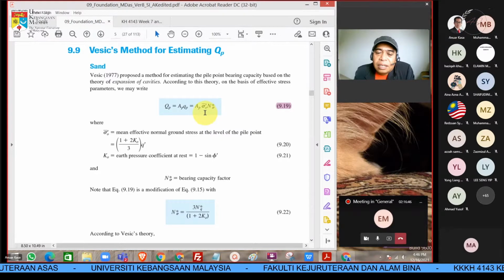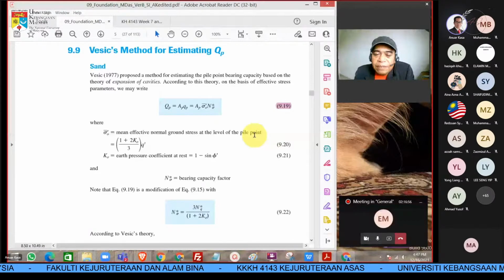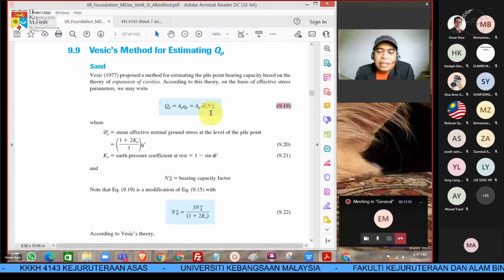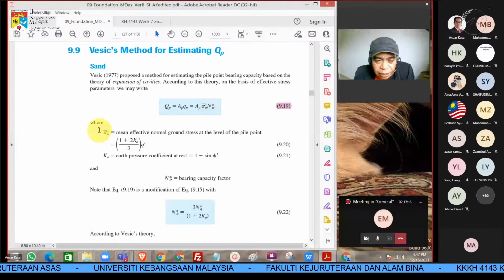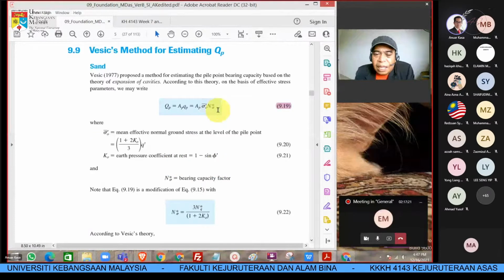Stress is the effective ground stress at the point of the pile point. At the end of the pile, what is the effective stress there? And then K is the K naught. Where is the K, or this equation? And then the NQ is given here.